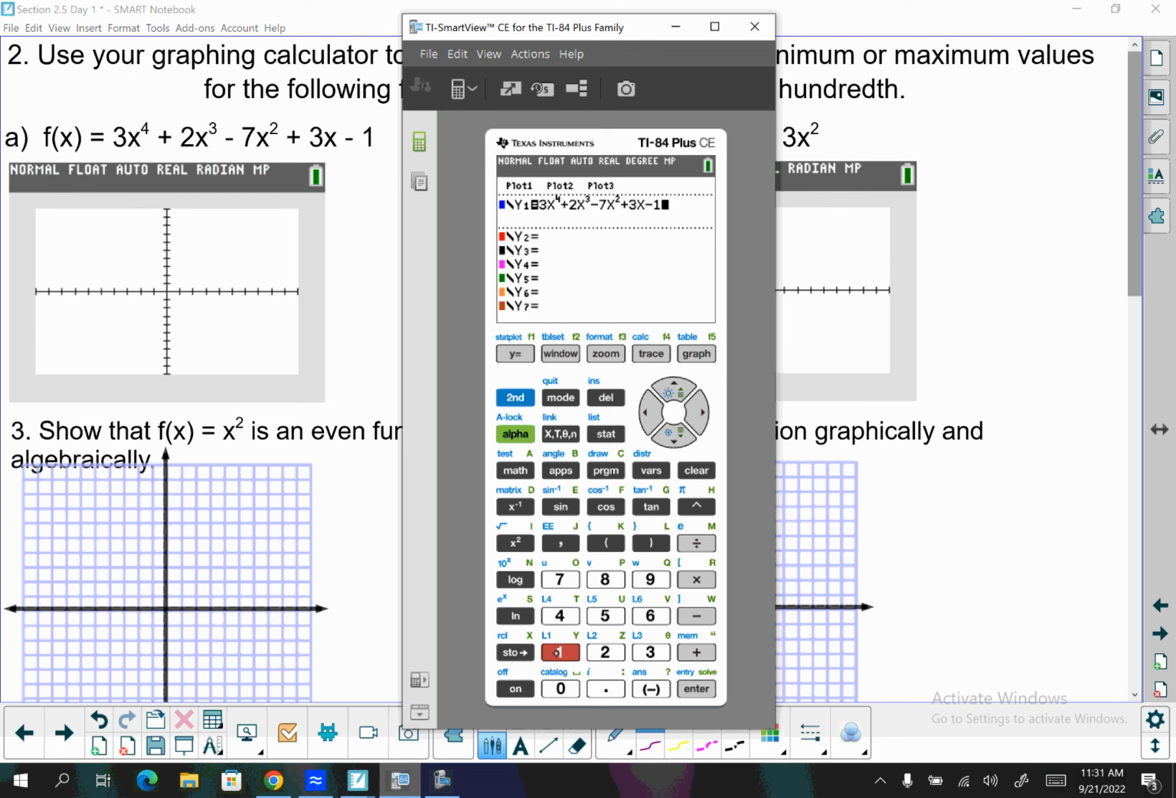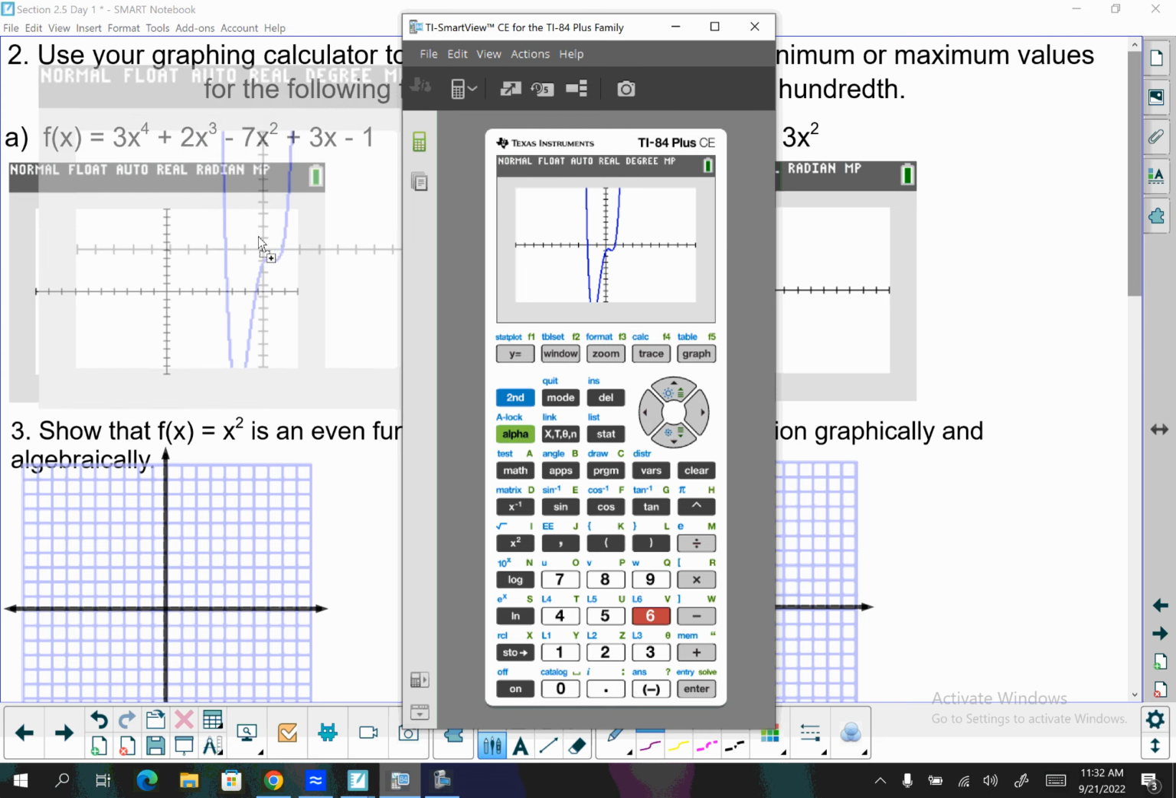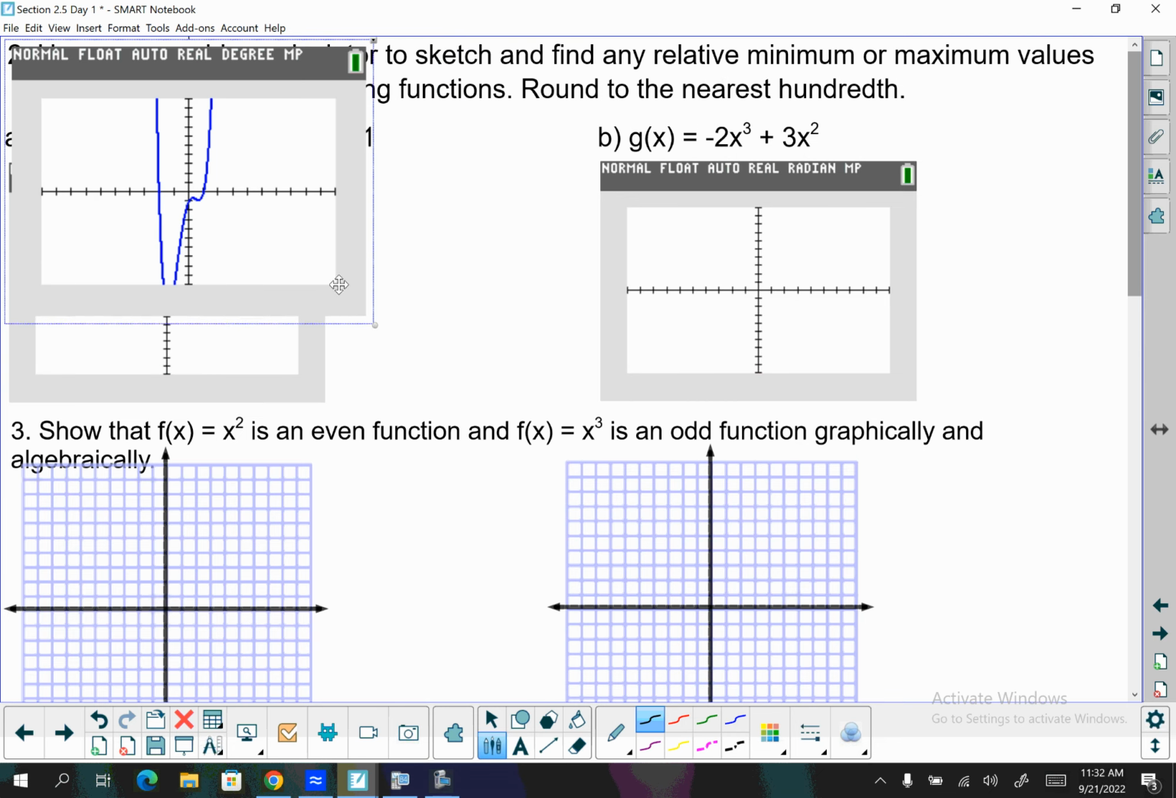minus 1. Make sure your plot is off. Shouldn't be highlighted. And then graph. If you're in a weird window, you might have to hit zoom 6 to see this picture. Get a little bigger. There we go. All right. Everybody get the picture okay?